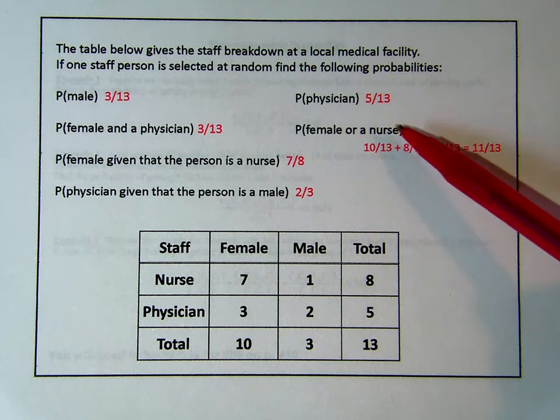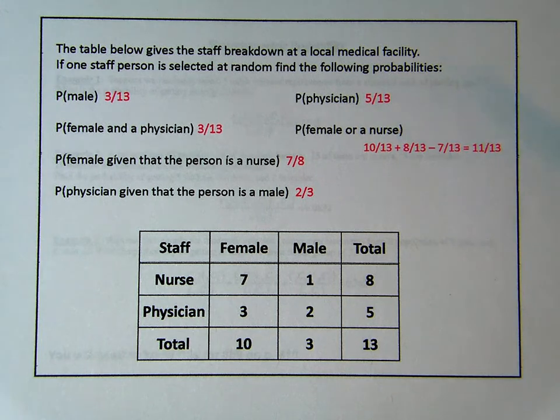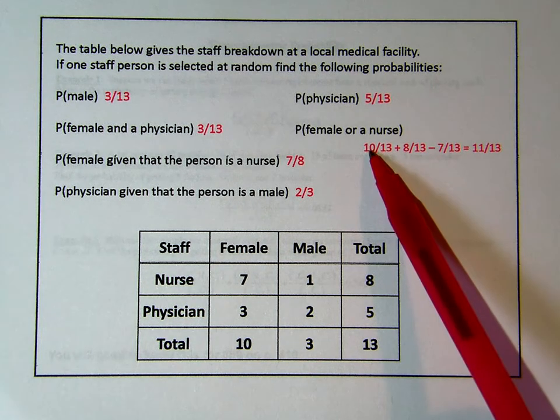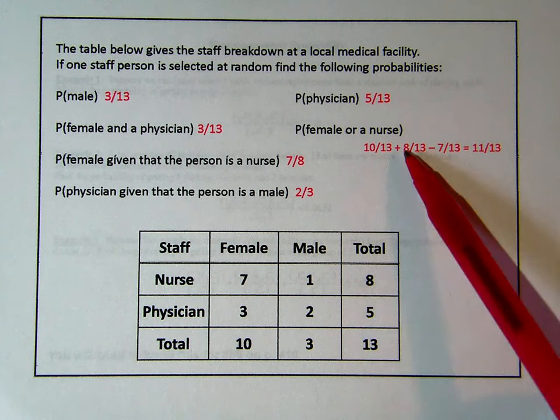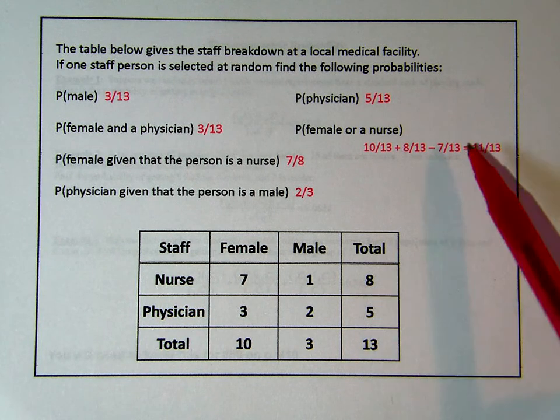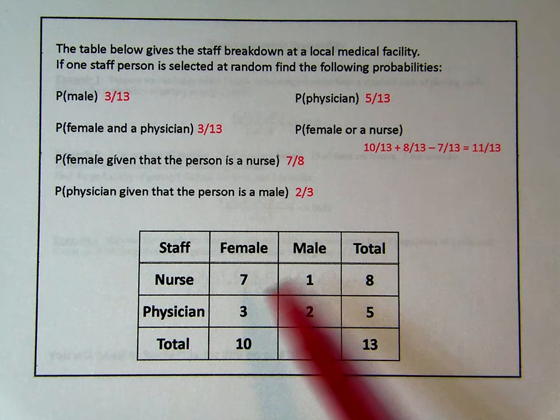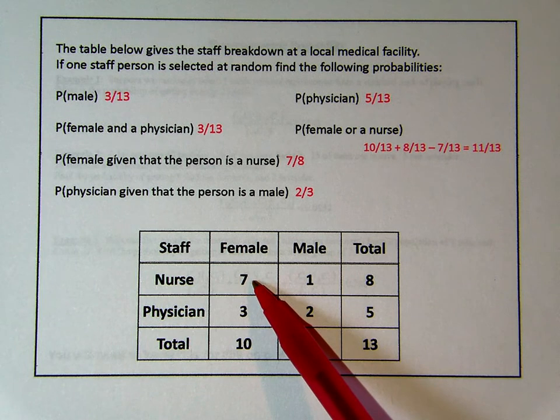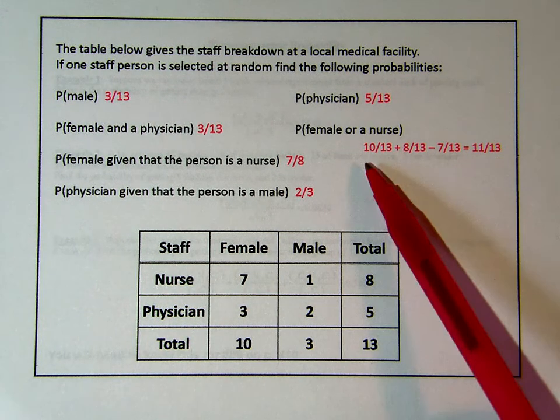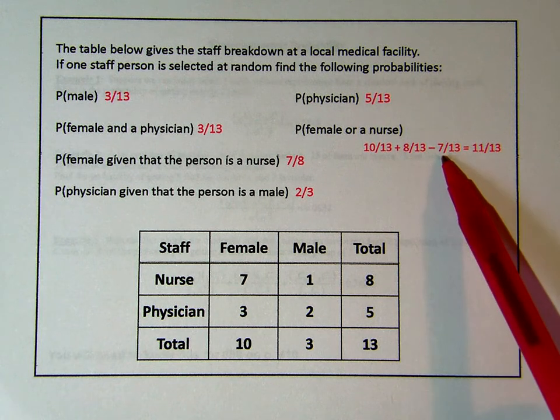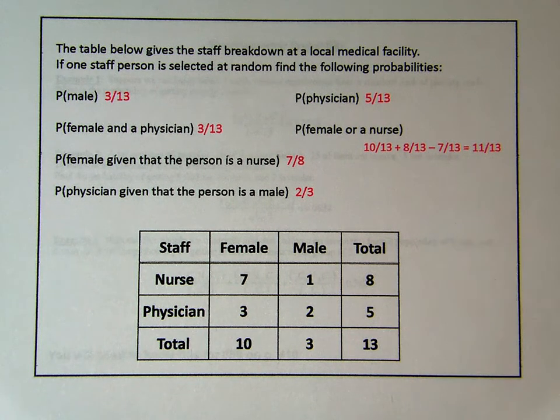Okay, female or nurse. So this goes back to one of the rules that we learned yesterday. We have 10 people that are females. We have 8 people that are nurses. Then we have to subtract off what got counted twice, the "and" category, the people that are both nurses and females at the same time. So the 10 plus the 8 is 18. Take away what got counted twice, 11 out of 13 chance.